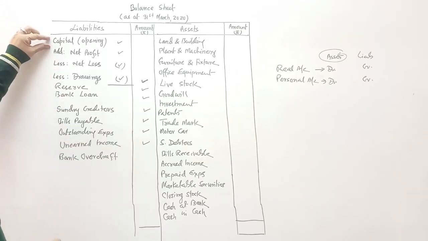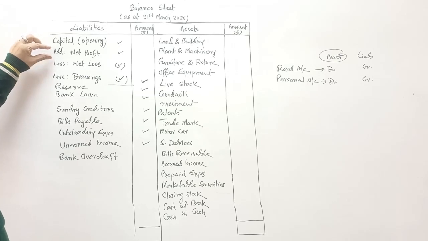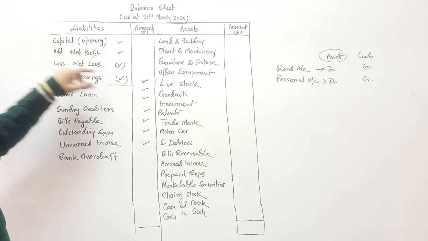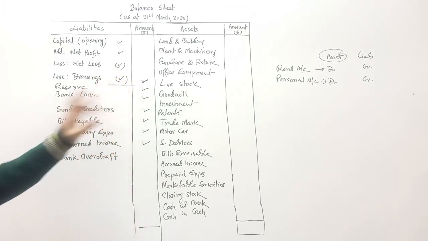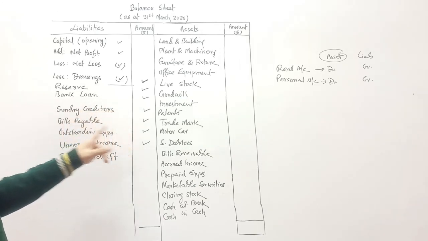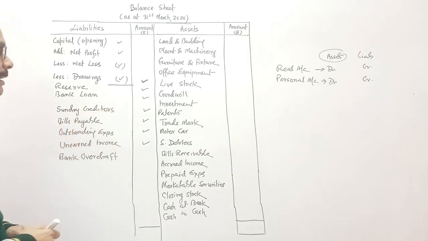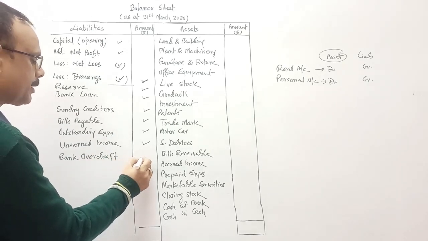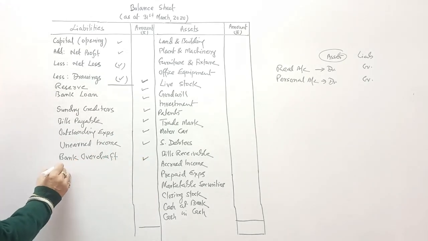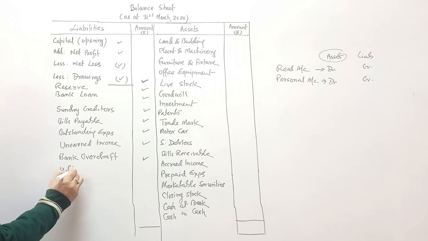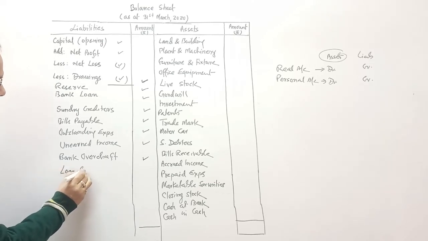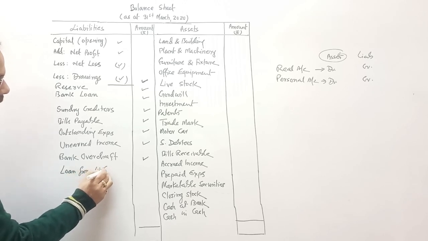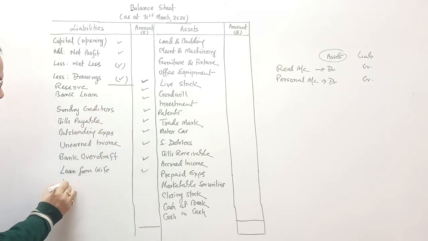So capital, opening capital, net profit you add, and if there is a net loss, you deduct it, less drawings. So this is the closing capital. Reserve, if any reserve is created, then bank loan, sundry creditors, bills payable, outstanding expenses, unearned income meaning income received in advance, bank overdraft, and loan from wife, if we have taken a loan from wife, or from a friend, then you have to write it over here.